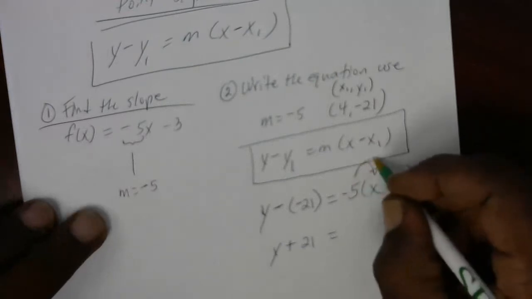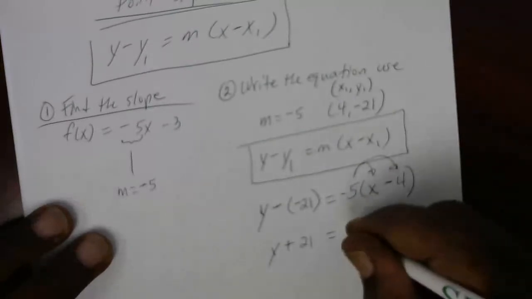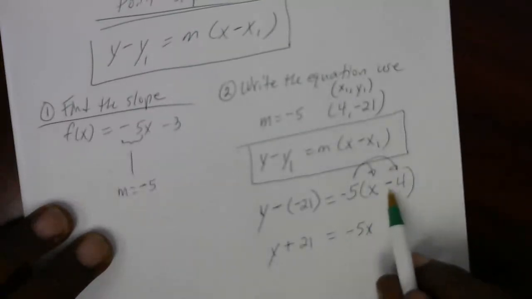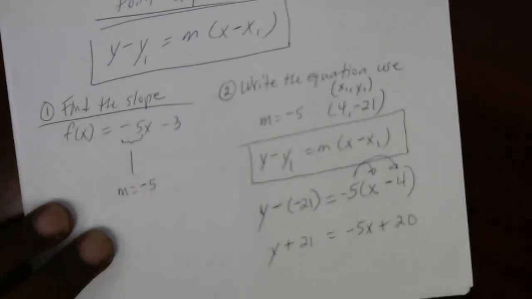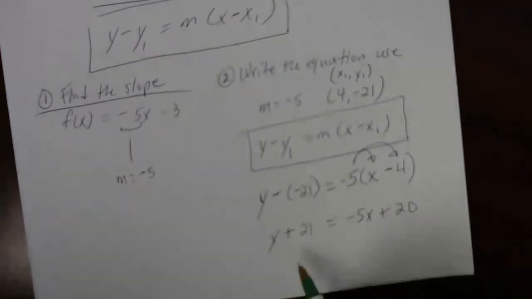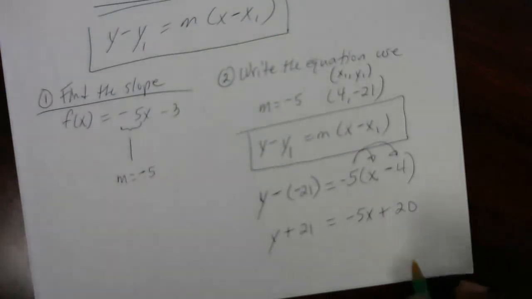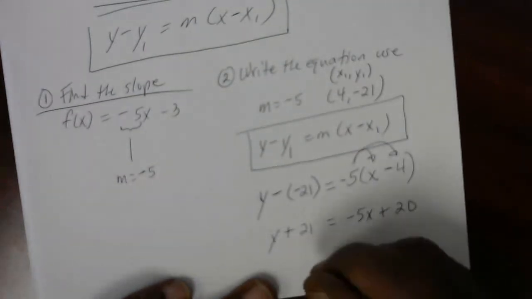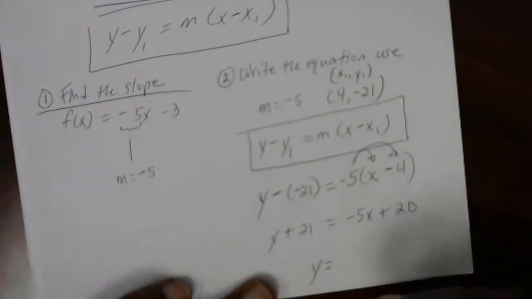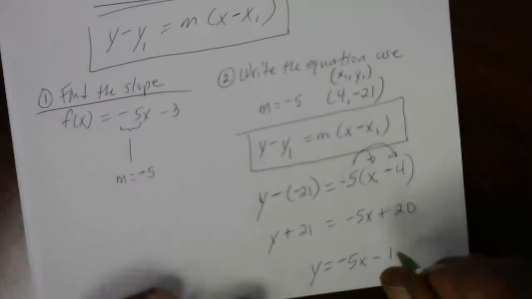I'm going to distribute on the right-hand side. So -5 times x is -5x. A negative times a negative is a positive, and 5 times 4 is 20. So our last step is to write it in slope-intercept form. So I'm going to subtract 21 from both sides. Once we subtract 21 from both sides, our final equation should be y is equal to -5x minus 1.